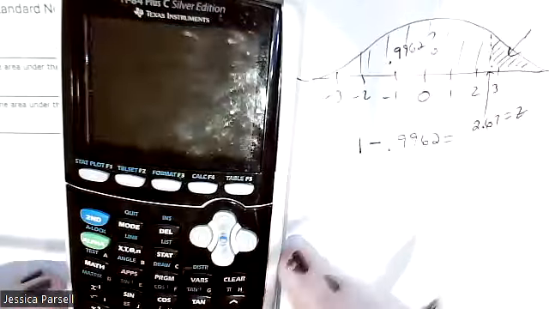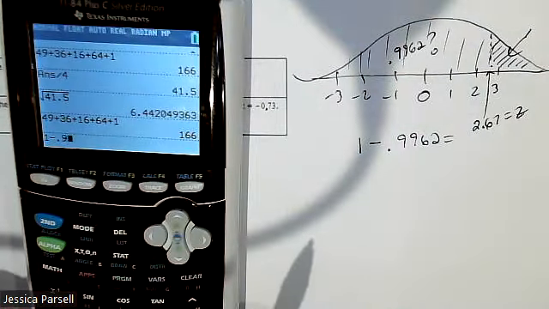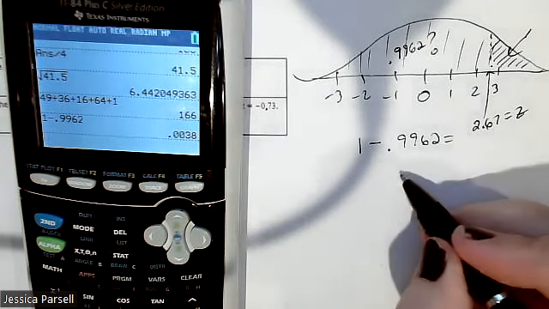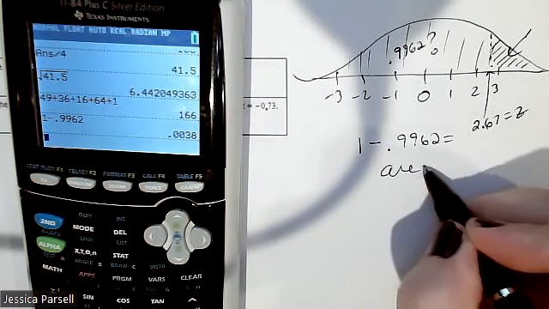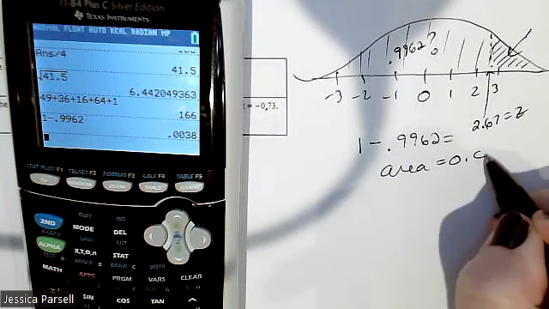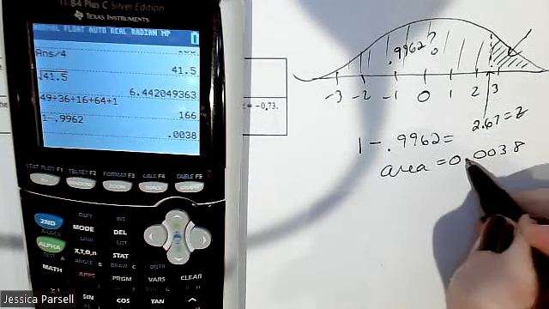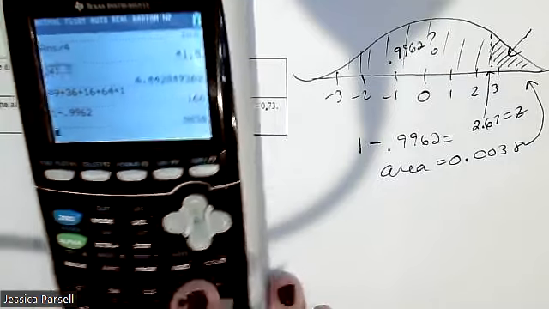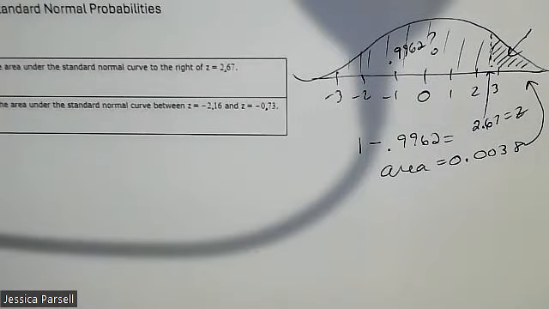So 1 minus 0.9962 is going to leave us an area of 0.0038. That's the piece that's right there. Okay, so hopefully that makes sense.